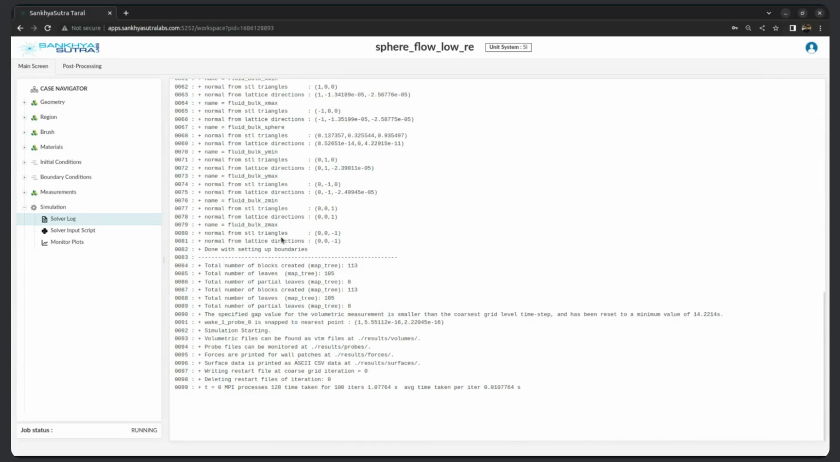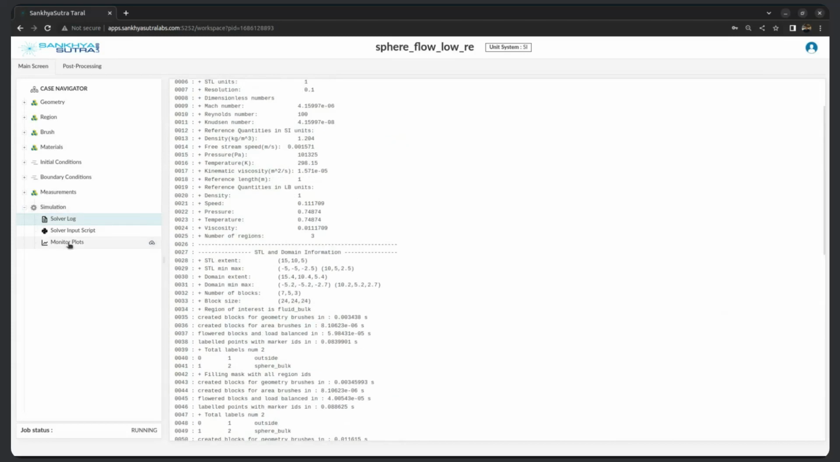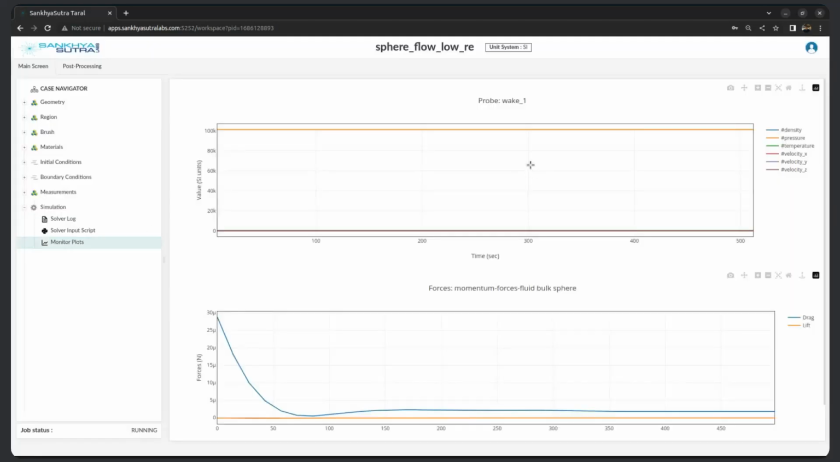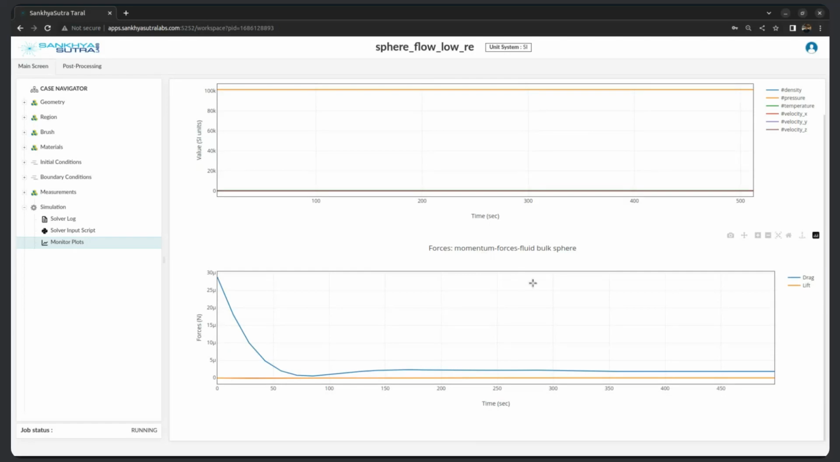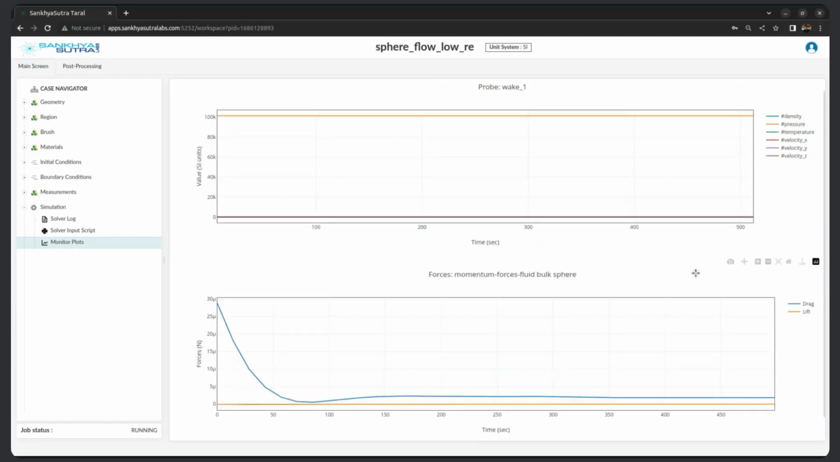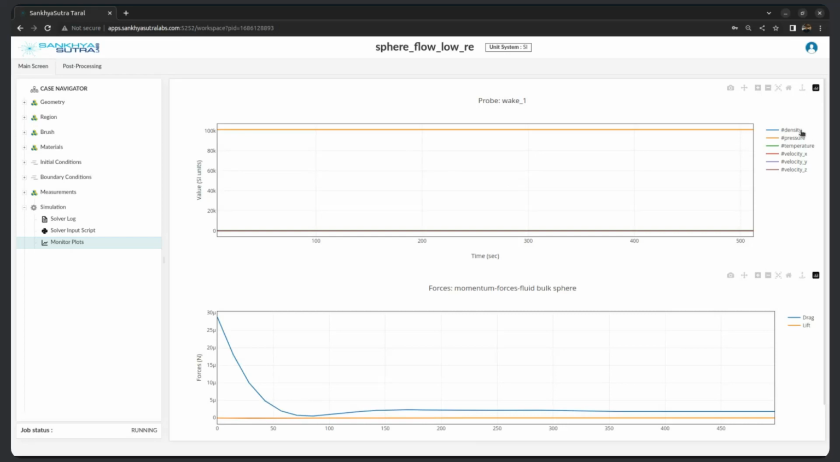Now, another way you can monitor is by going to this monitor plots. Whatever you saved as a probe will get shown in the monitor plots. And if you've chosen to save the integrated forces, that will also get shown. So the values that are displayed are whatever you've saved. Here I saved density, pressure, temperature, and all of these things. All of them are displayed, and I can choose which to show and hide. And for forces, you get to see the lift and drag. This is the x and y component. Now the simulation might go on for a few minutes. Or actually, it will go on for a minute or two.